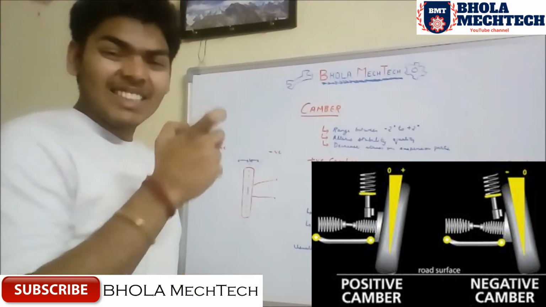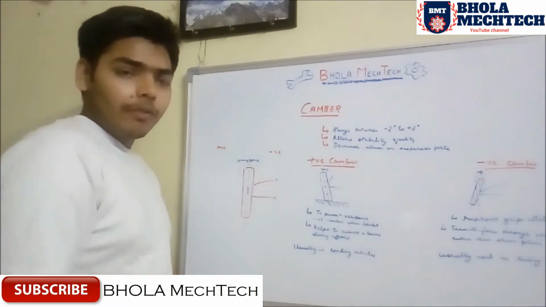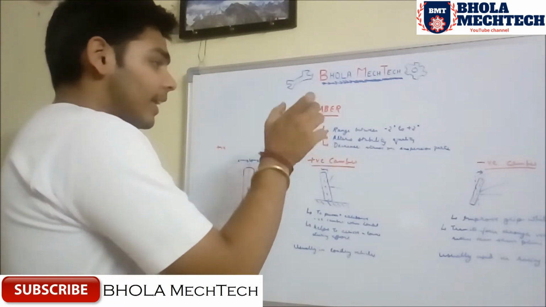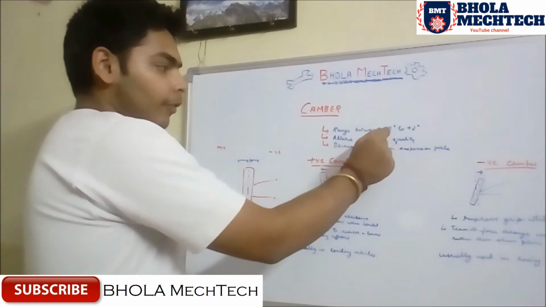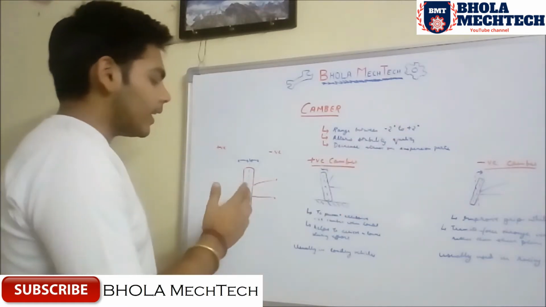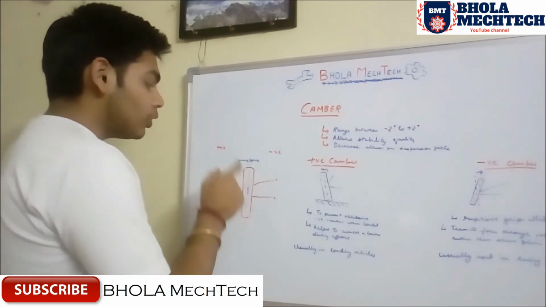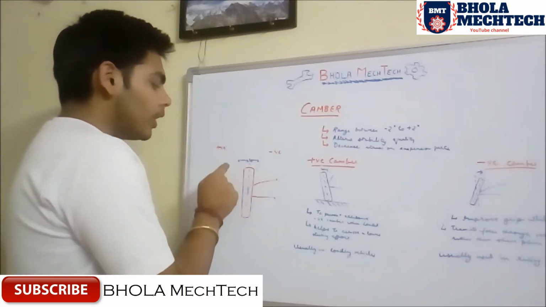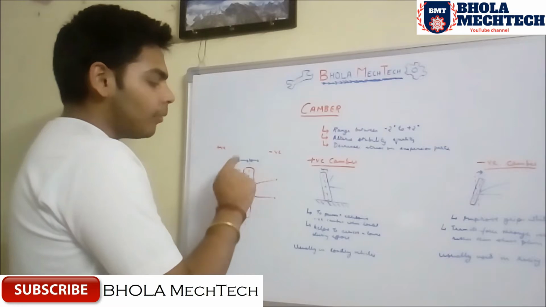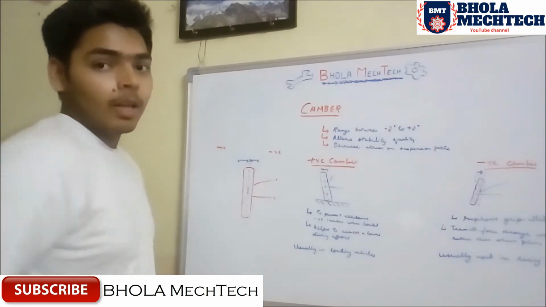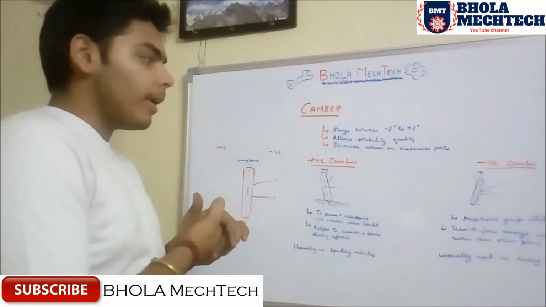Now coming to the range of this tilting of the wheel. The range is from negative 2 degree to positive 2 degree. That is, the wheel should be tilted not more than 2 degree in this direction and not more than 2 degree in this direction. So this is the range of the camber angle.